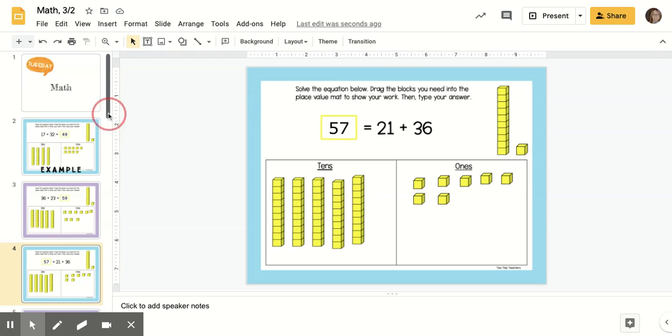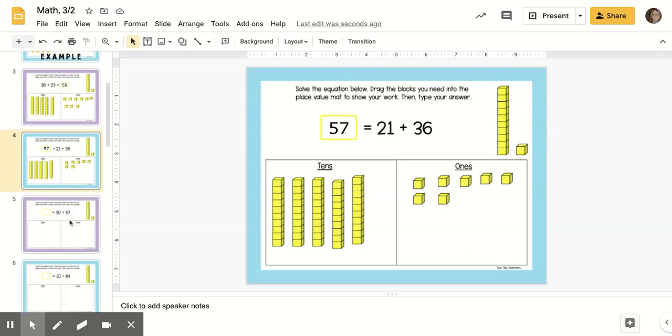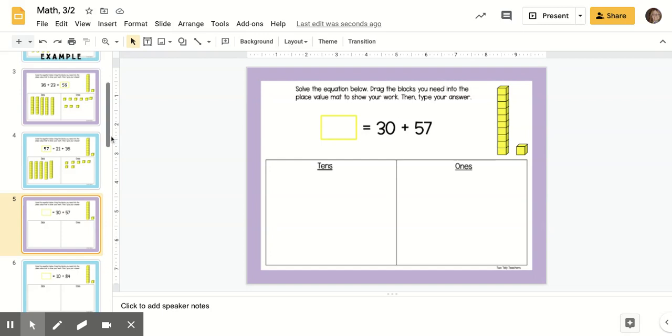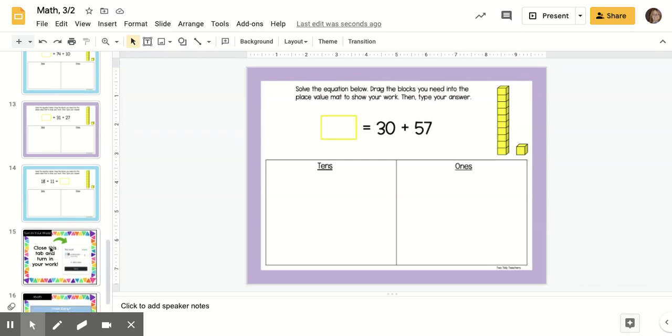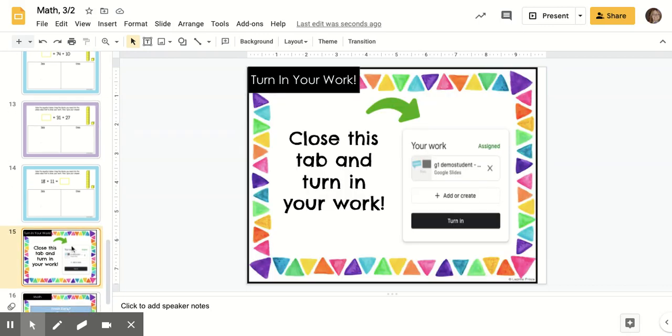So now I'm ready to move on to my next slide. You're going to complete the rest of these slides on your own independently. When you get all the way down to the bottom here, you want to be sure to close out this tab and turn in your work in Google Classroom so your teacher can see your hard work.